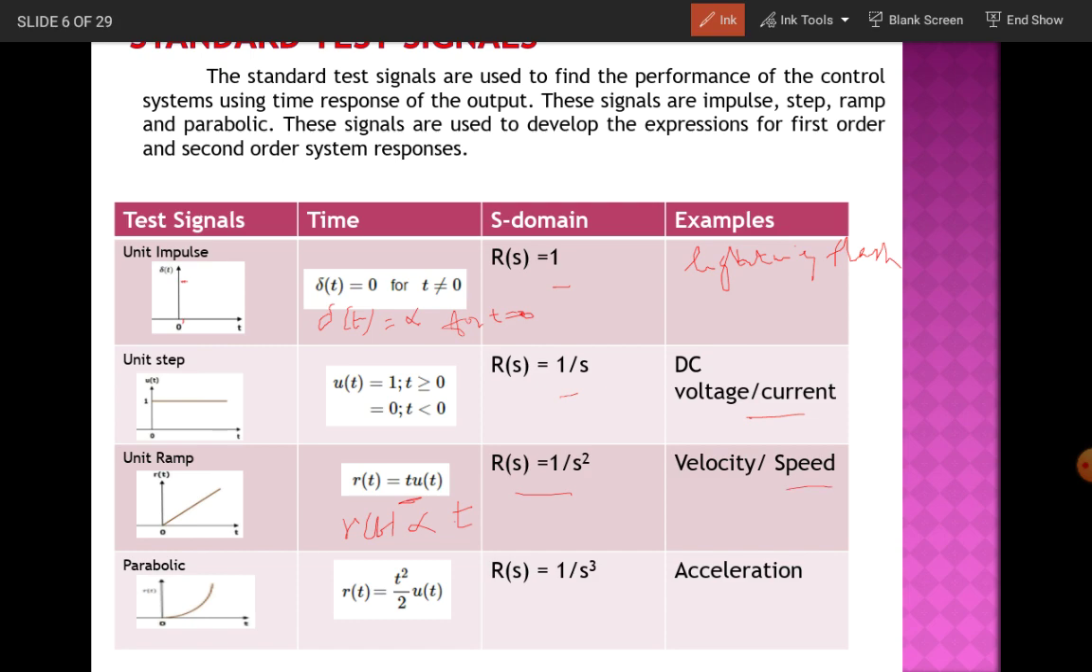The next signal is parabolic signal. In the parabolic signal, the magnitude of the signal will be proportional to time square. It is R of t equal to t square by 2 into u of t. In S domain, its value becomes R of S equal to 1 by S cube. The example is acceleration of any vehicle.